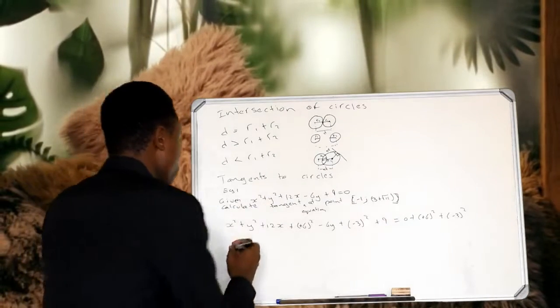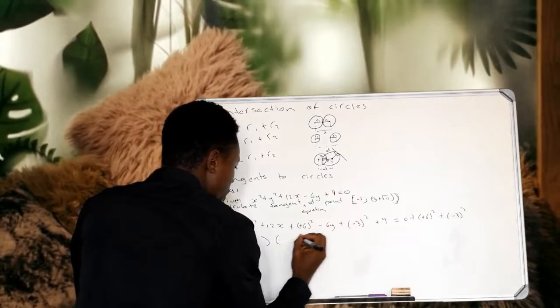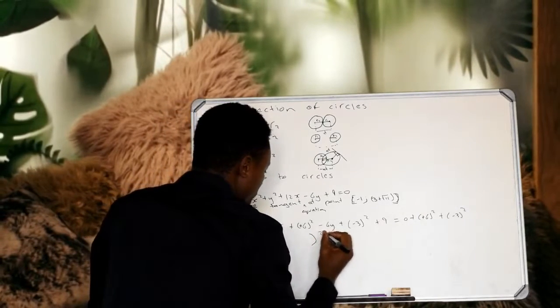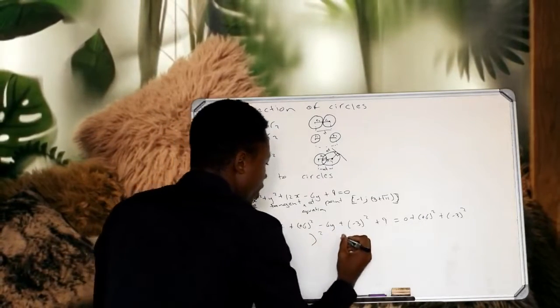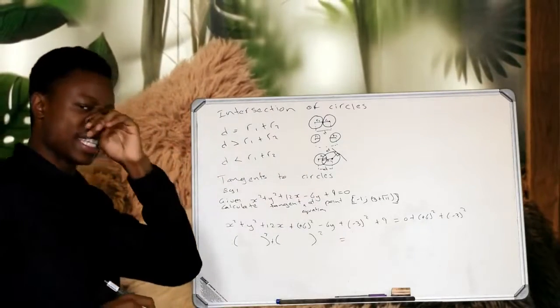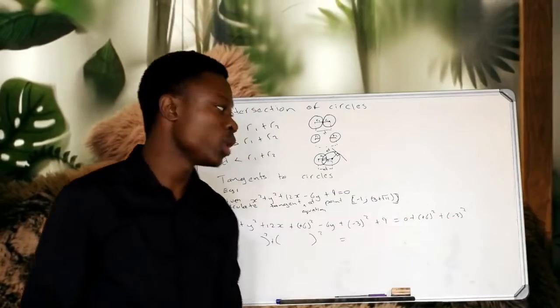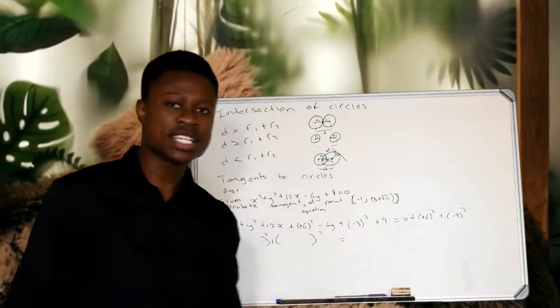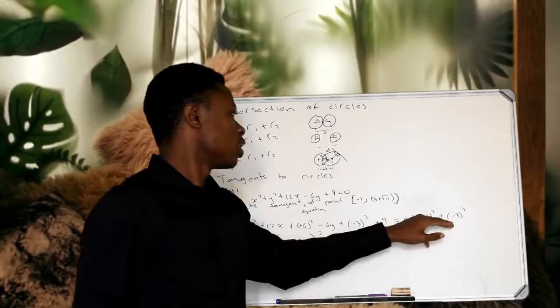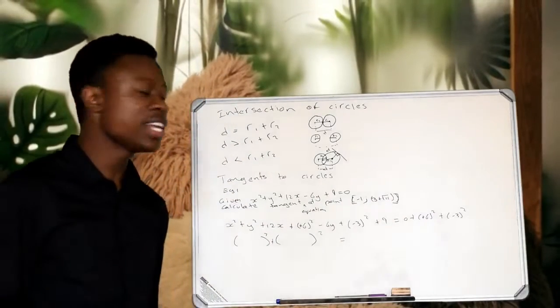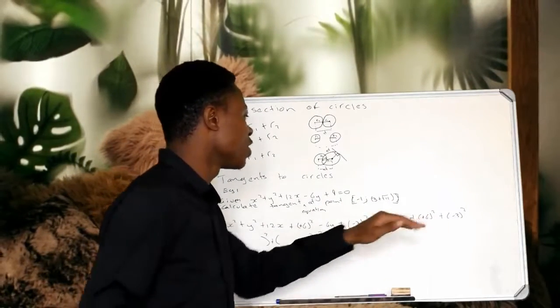Now let me solve this. Let me draw 2 brackets first. These are my 2 brackets, squared, there's a plus in between, squared, is equal to. What's on the other side? On the other side, I have 6 squared plus negative 3 squared, which is 6 squared, which is 36, plus 9. 36 plus 9. That's what I have on this side.